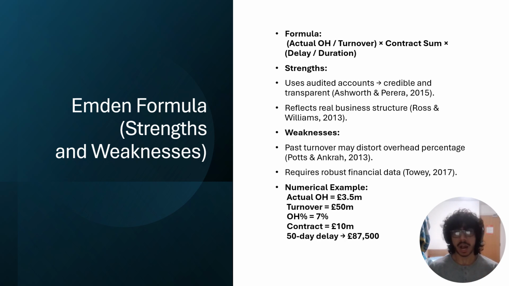However, Potts and Ankara warn that turnover can fluctuate significantly between years, which can distort the resulting overhead percentage. Towie adds that using Emden requires high quality financial data, which not all contractors maintain. In the example, Emden produces an £87,500 claim, lower than Hudson because it reflects the actual financial ratio rather than the tender percentage.